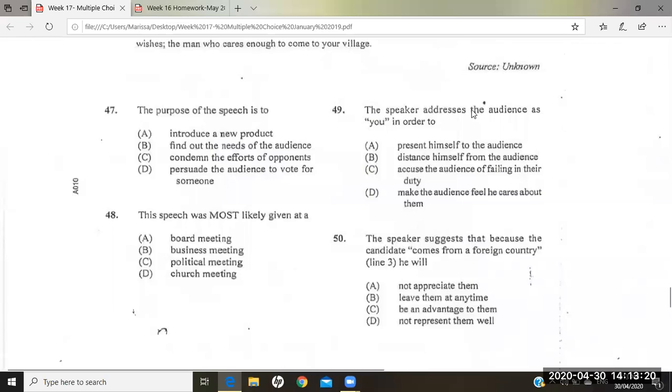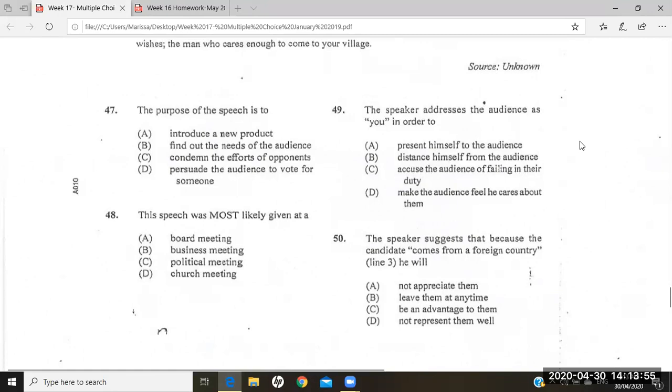So 47 says, the purpose of this speech is to do what? So comment your answers to me. Let me see what you guys came up with. What is the purpose of this speech? Very good. The answer is D, to persuade the audience to vote for someone. Great. 48 says, this speech was most likely given at a what? So where could this speech possibly be given? Very good, it is C, a political meeting.